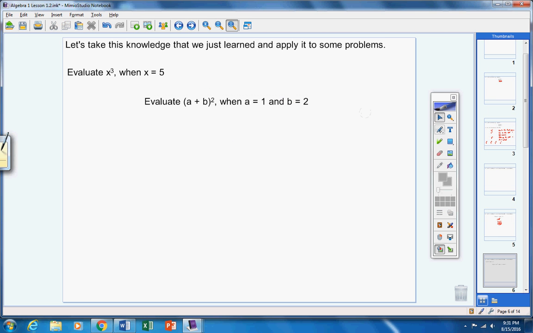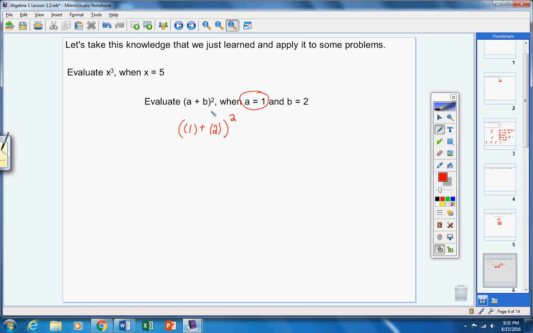Let's evaluate a plus b to the second power when a equals 1 and b equals 2. So here's my problem right here. Parentheses with a 2 right here. Now, what did I just teach you? Where that a is, you really should put a little parentheses. You really should. Then bring down your plus sign. Do you see what I'm doing? Everywhere there's a variable, I'm putting a parentheses. Here's a b, so put a little parentheses. Got it? Now where the a is, I'm going to put a 1. And where the b is, I'm going to put a 2.